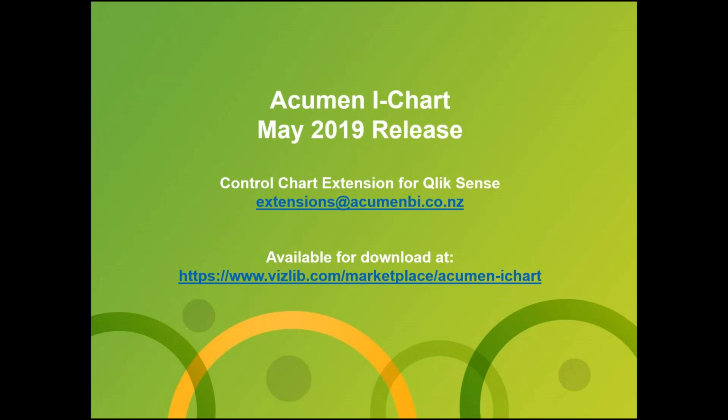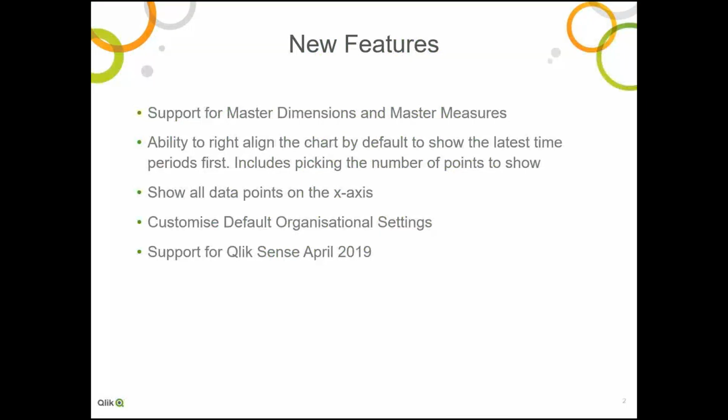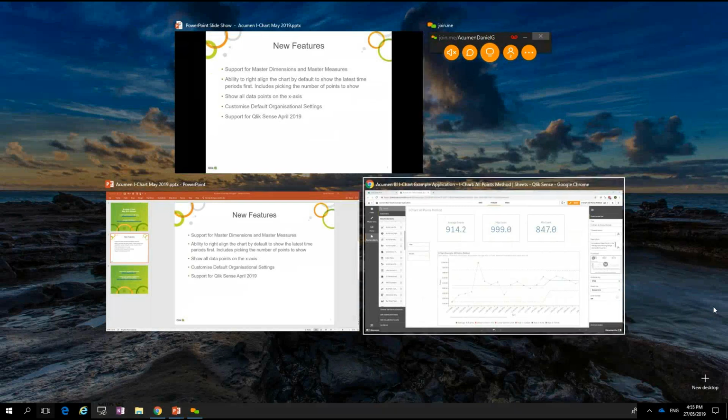We're about to release the May 2019 version of the Acumen eye chart, and I'm just going to take you through some of the new features. The new features that we're adding are support for master dimensions and master measures, the ability to right align the chart by default, which allows you to show the latest time periods first. We also allow you to show all the data points on the x-axis, and we can now customize the default organizational settings. And lastly, it's supported for Qlik since April 2019. So what I'll do now is take you through a quick demonstration of these new features.